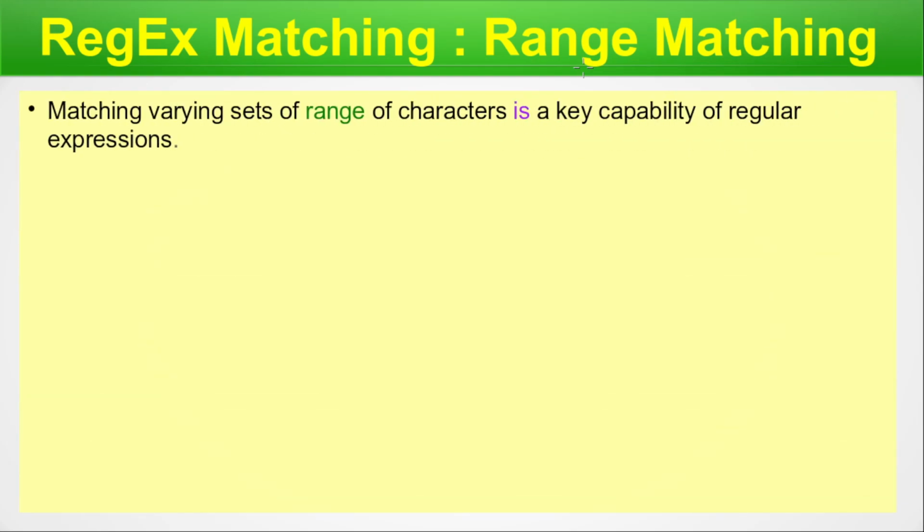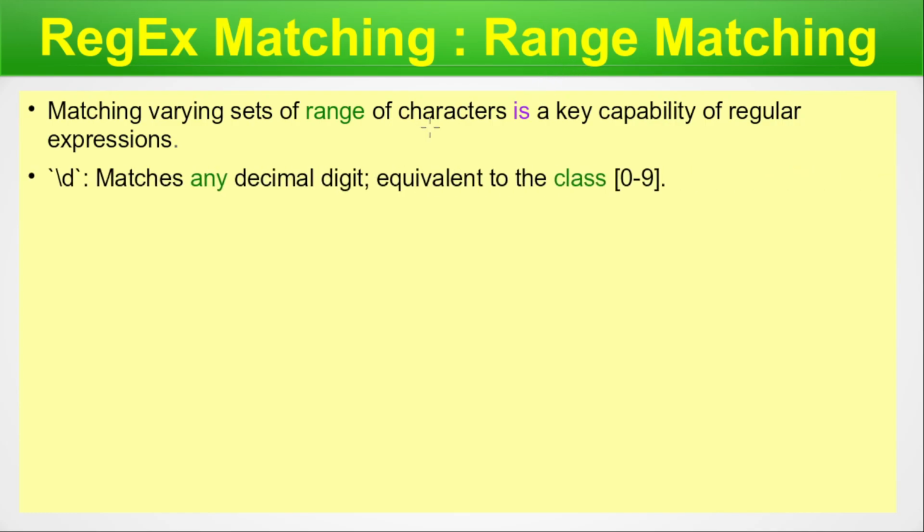Matching various sets of range characters is a key capability of regular expressions. First we have \d. This is a regular expression, right? We remove the quotes and use the \d in our regular expression. What does it match? You first need to know the rules before you can use them. So in this slide, we are teaching you the rules for range matching. Now \d matches any decimal digit, equivalent to the class 0 to 9. That means we have a range of numerics from 0 to 9. It could be different combinations of 0 to 9.